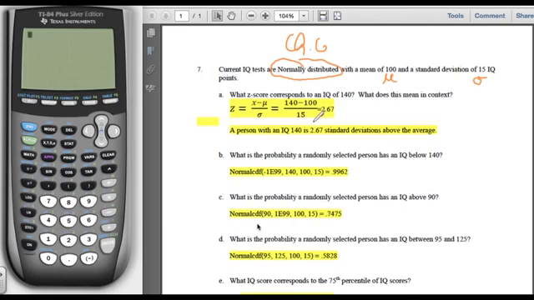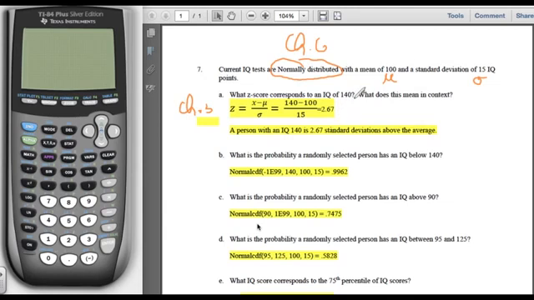Part A asks what z-score corresponds to an IQ of 140, and what does this mean in context? Well, z-scores are something like we calculated back in Chapter 3. Z-score is equal to x, your observation, minus mu, your mean, divided by sigma, your standard deviation. So I'd say 140 minus 100, that's 40. And 40 divided by 15 is 2.67. So this means a person with an IQ of 140 is 2.67 standard deviations above the average.